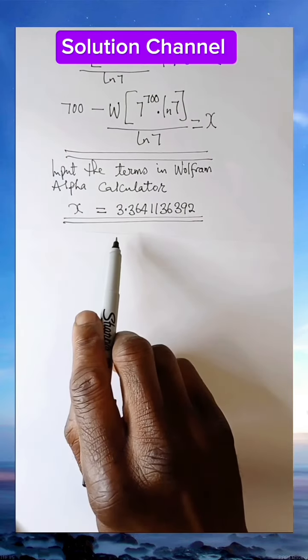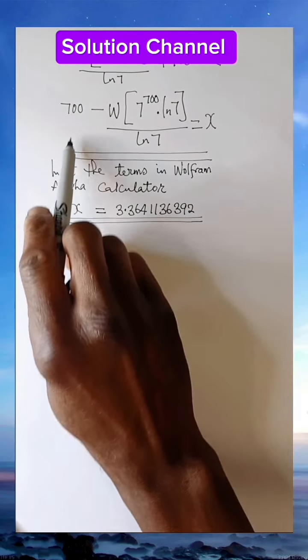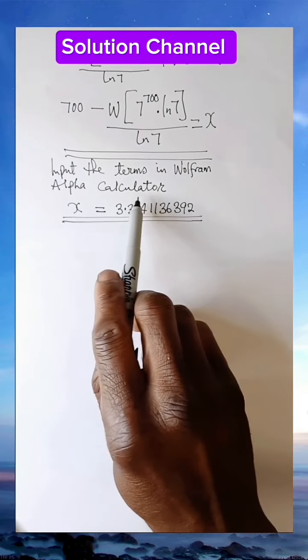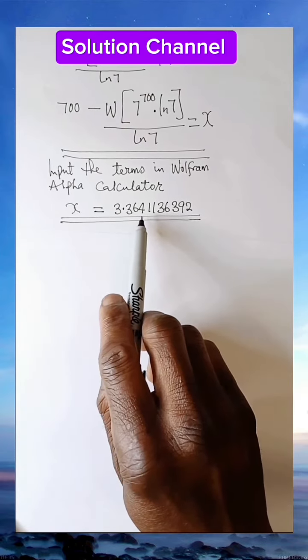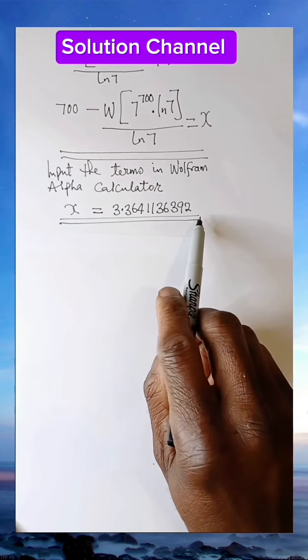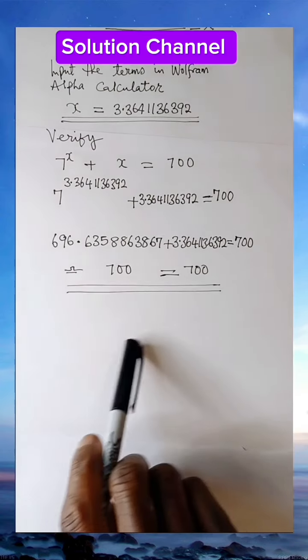Now, to find the numerical value of x, all you've got to do is to input this term in the Wolfram Alpha calculator. This will give the value of x as 3.3641136392.